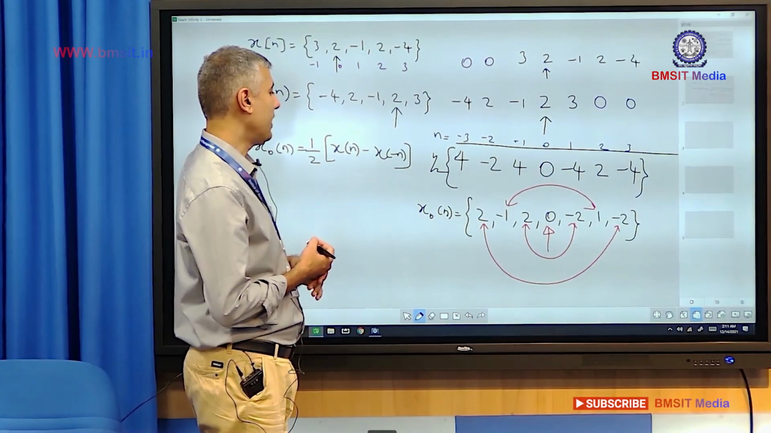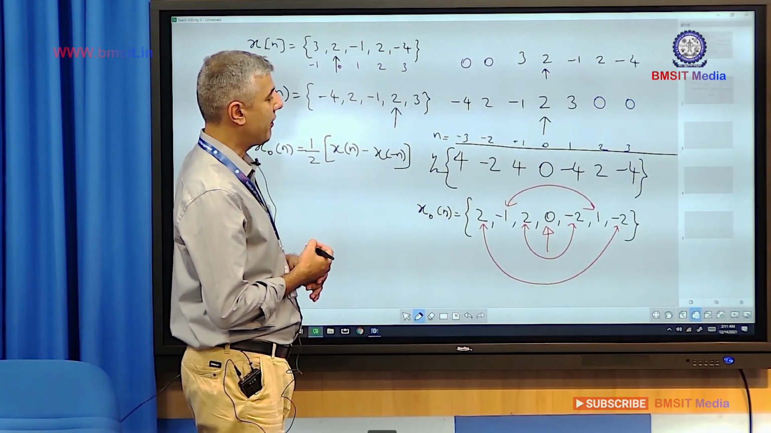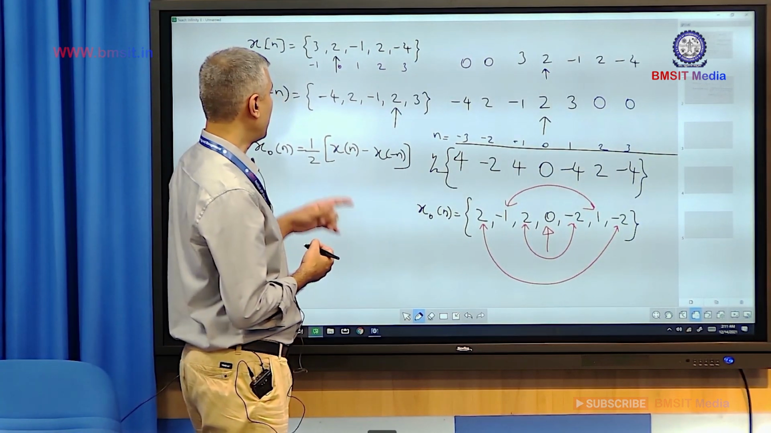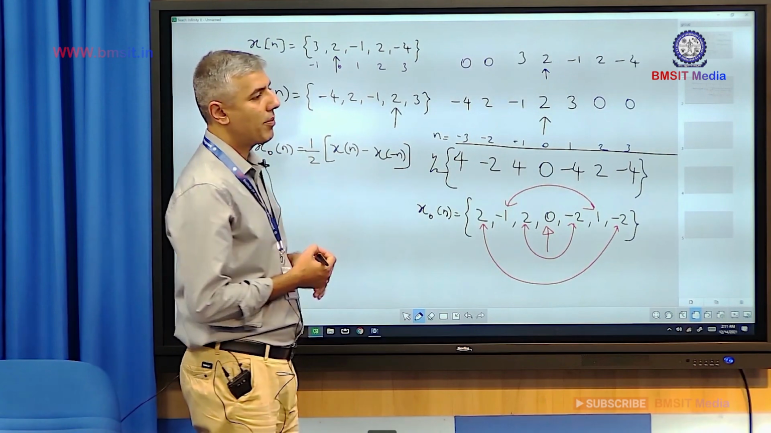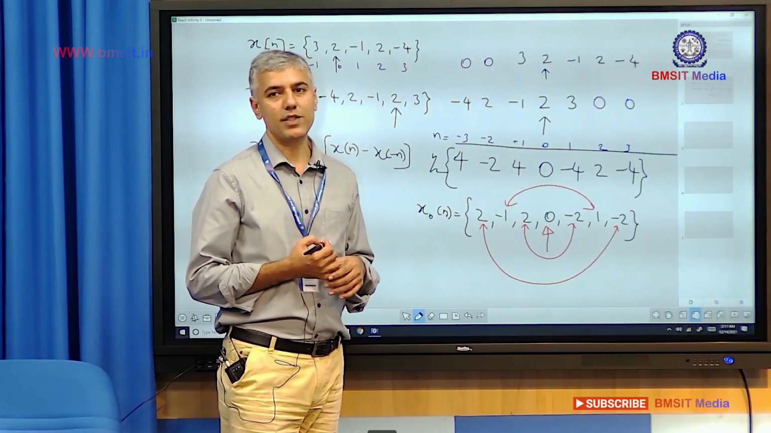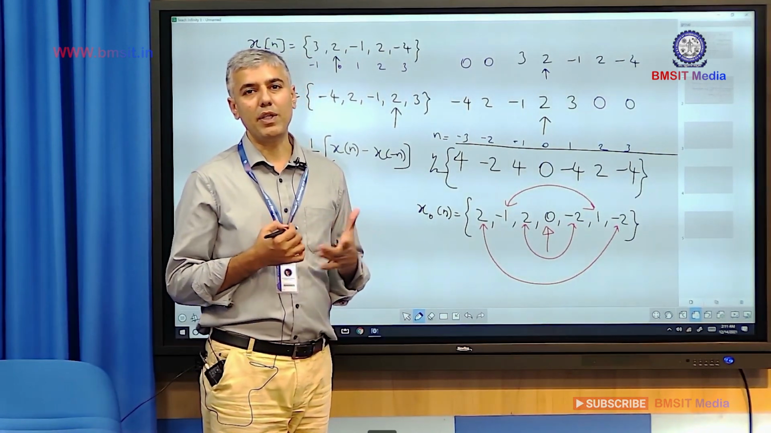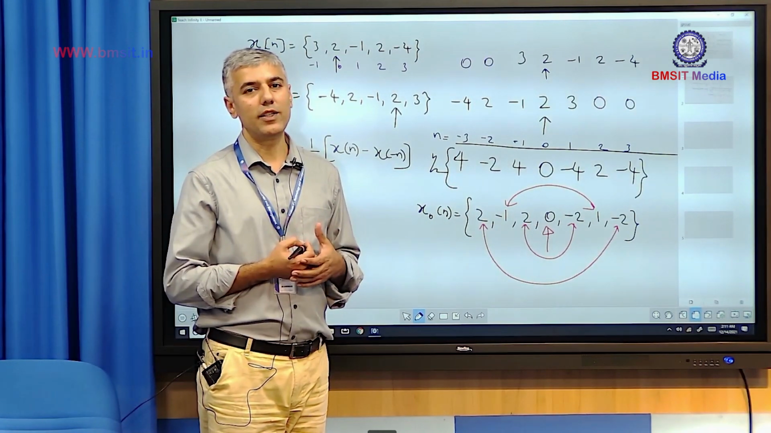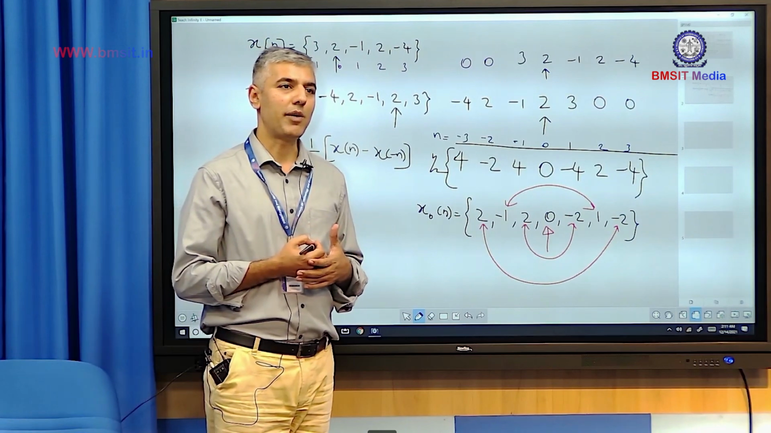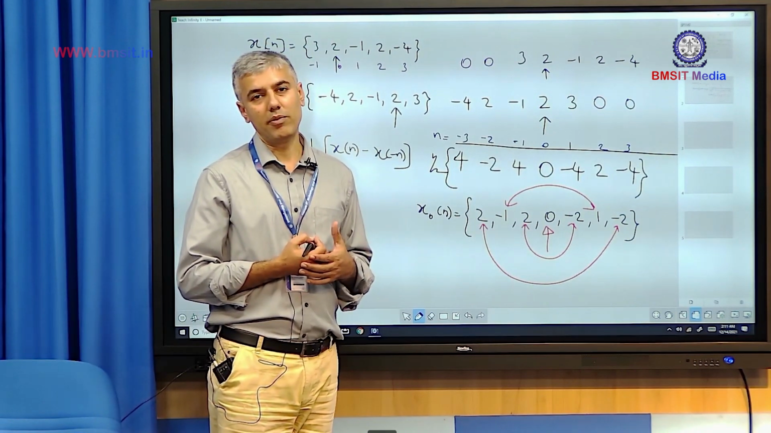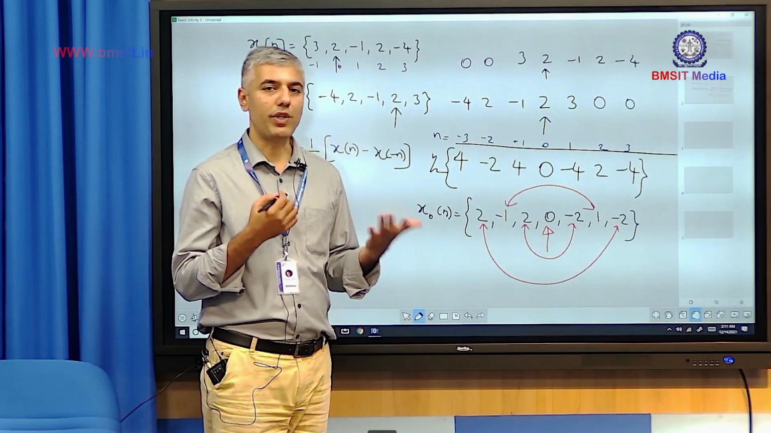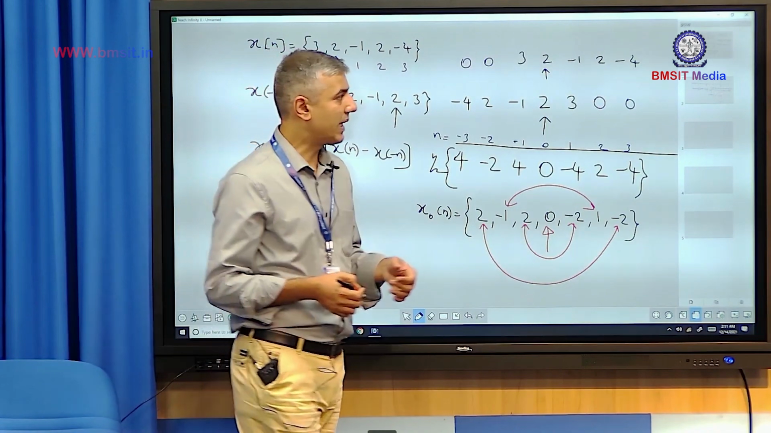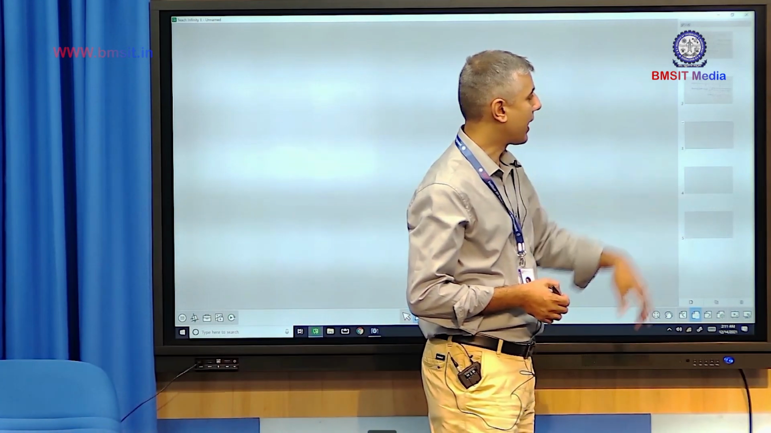One interesting thing is that if you add the even component with the odd component, we must obtain the signal x of n. So that can be used as a check for your answer. Quickly you can add the two signals, and then you can determine the total signal x of n. So if you get the x of n, then your method and your steps are correct.